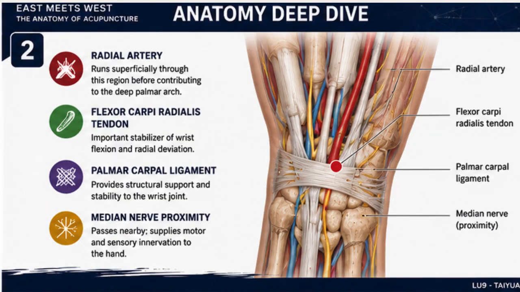The most notable structure beneath Lung 9 is the radial artery, which travels superficially through this region before contributing to the deep palmar arch. Nearby lies the tendon of Flexor carpi radialis, an important stabilizer of wrist flexion and radial deviation. The palmar carpal ligament contributes to wrist stability and force transmission. Although not directly beneath the point, the median nerve travels nearby and contributes to sensory and motor function throughout the hand. Together, these structures create an important interface between vascular, neural, and musculoskeletal systems.